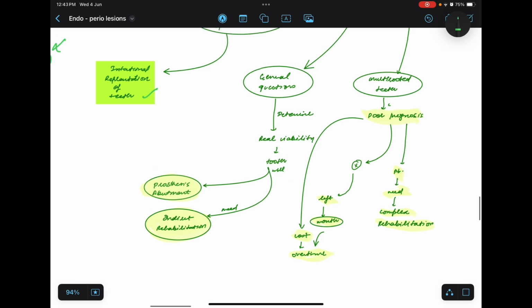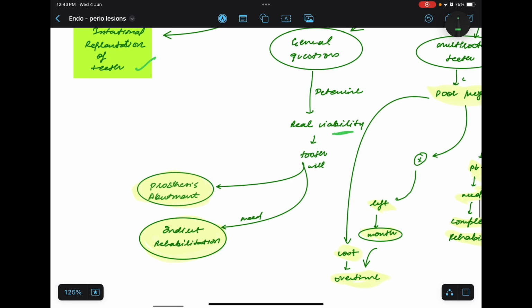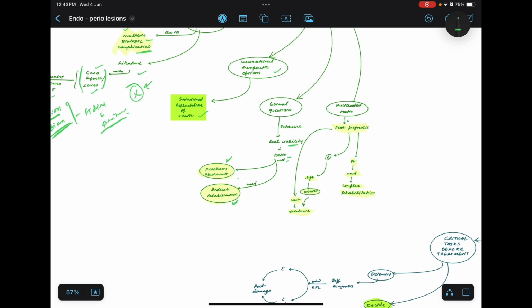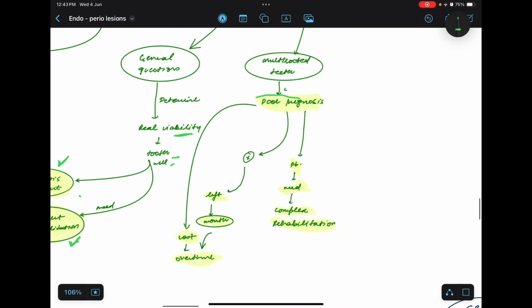General questions which should be asked before determining the real viability of the tooth are whether the tooth will be used as a prosthesis abutment or would be needed for indirect rehabilitation. In either of these cases, the tooth needs to be saved. Okay. Now, in a multi-rooted tooth, most of the time you will come across poor prognosis, or you'll find out that the prognosis is pretty poor. Why? Because, of course, it is a multi-rooted tooth. Then what do we do? We actually don't extract it and we leave it in the mouth to be lost over time.